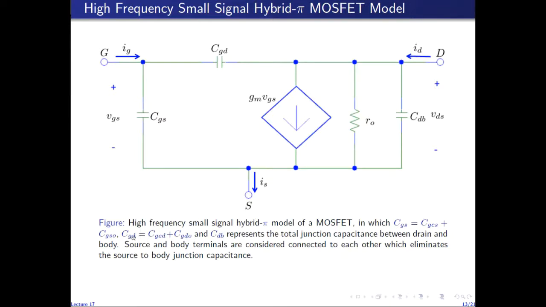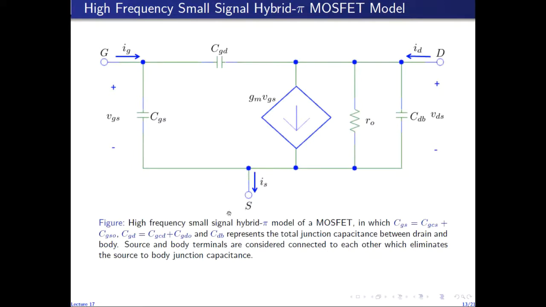So the two components are added, and the net capacitance between gate and drain is denoted by CGD. CDB is the total junction capacitance associated with the reverse biased drain to body junction, because oftentimes the source terminal is directly connected to the body terminal. So in this model, I've assumed that the source and body terminals are connected to each other, which eliminates the source to body reverse bias junction capacitance.